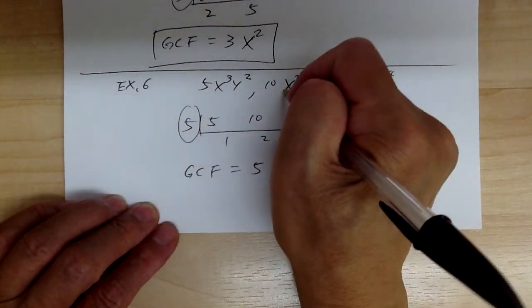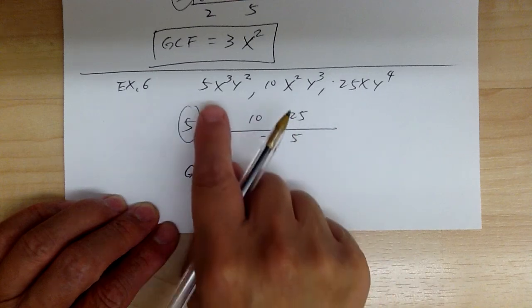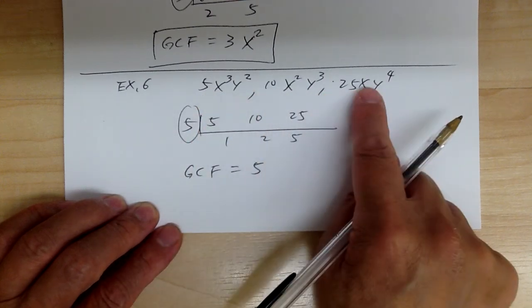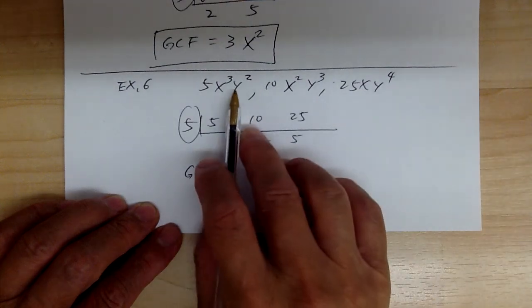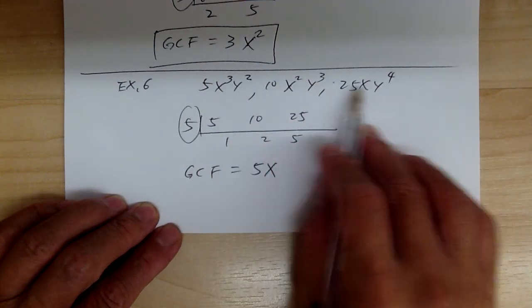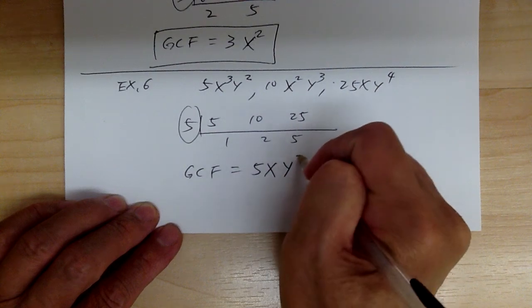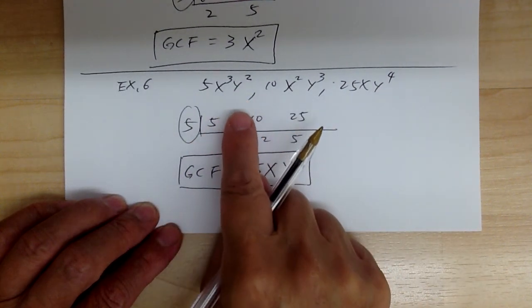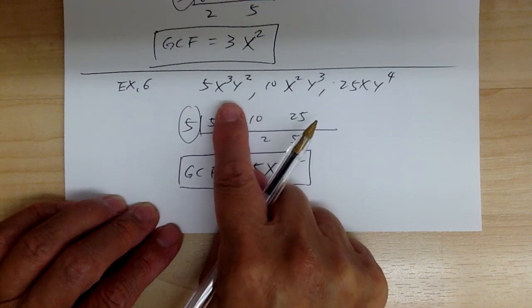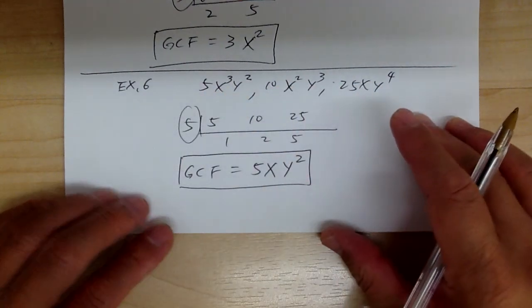Now, for the variable, you just go down the alphabet, right? Let's do the x. You've got x to the 3, x to the 2, x to the 1. So you take the lowest one, so x. Then you go to the y. You've got y to the 2, y to the 3, y to the 4. So this is the lowest one, so it would be y to the 2. The reason you have to take the lowest one is that's the one you can divide by all of these, right?